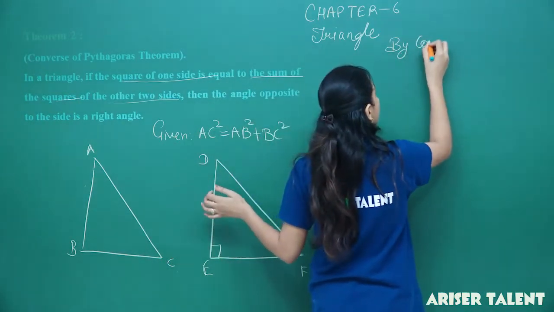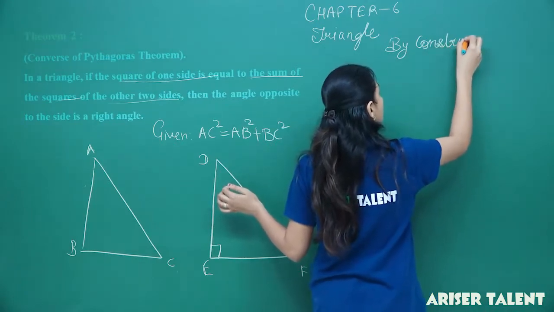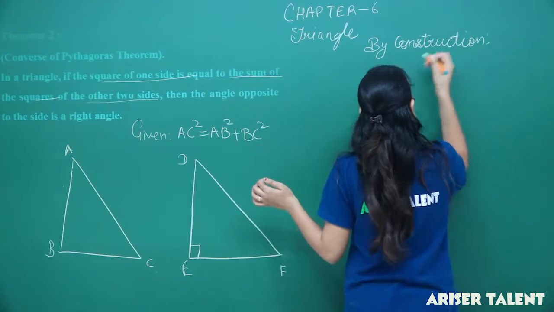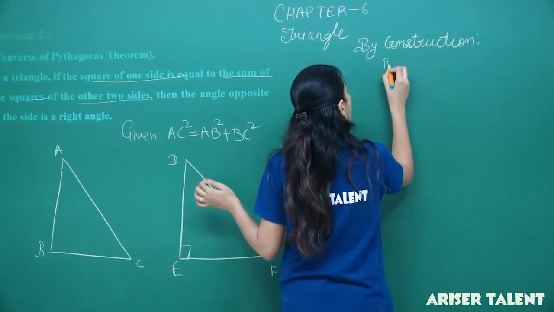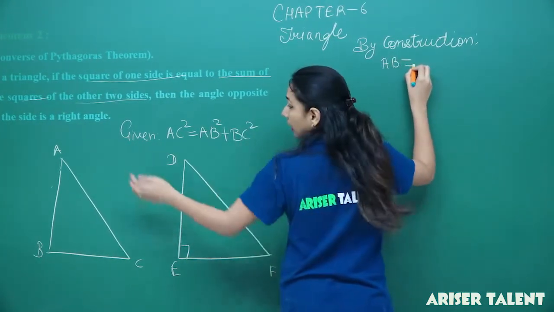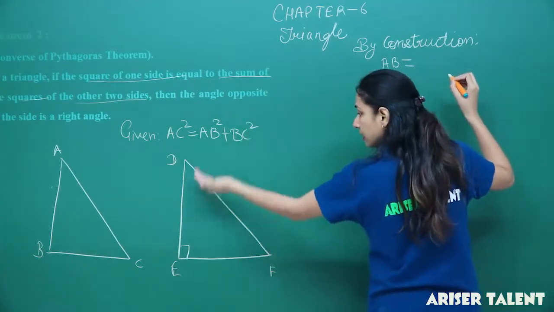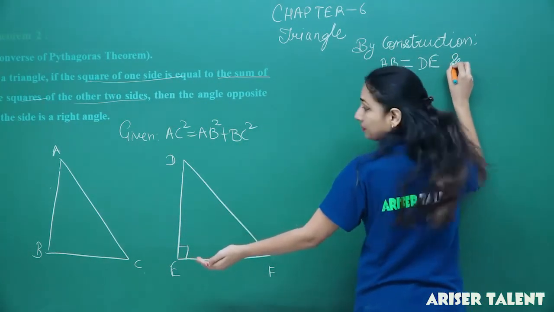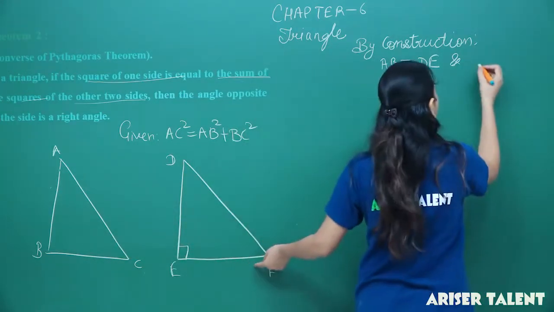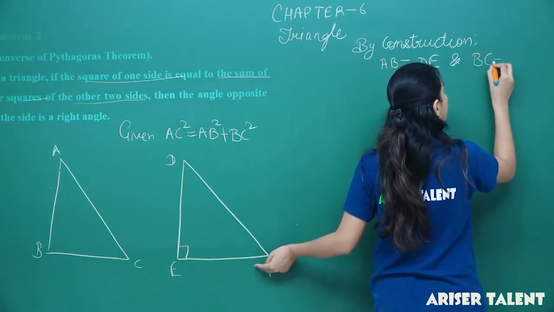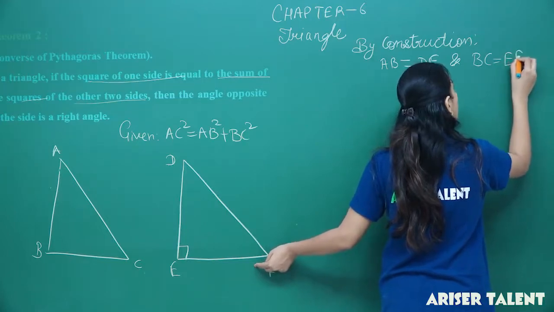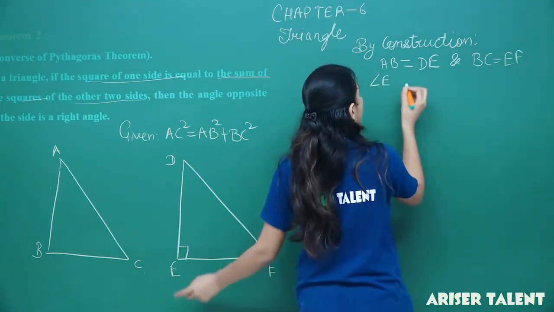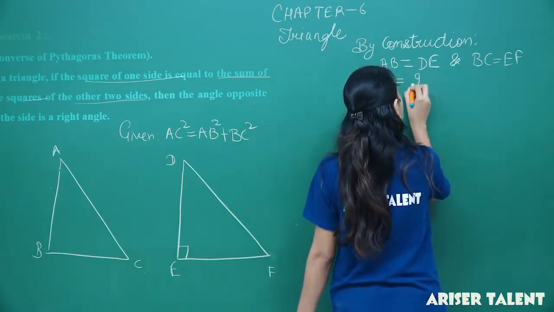By construction, I am having AB equal to DE, and BC equal to EF. And angle E equals 90 degrees.